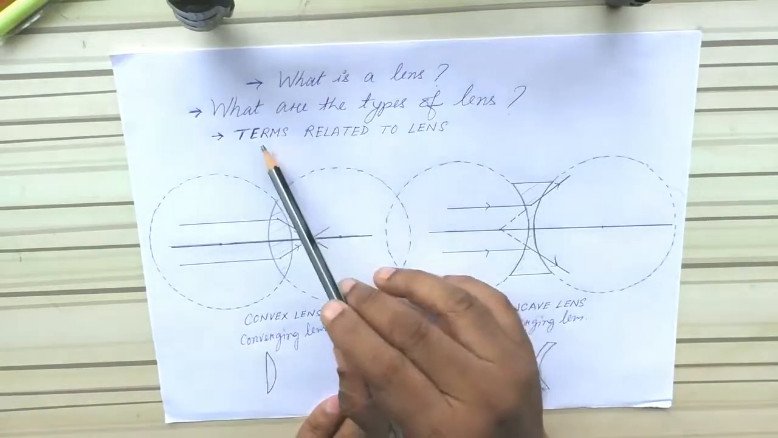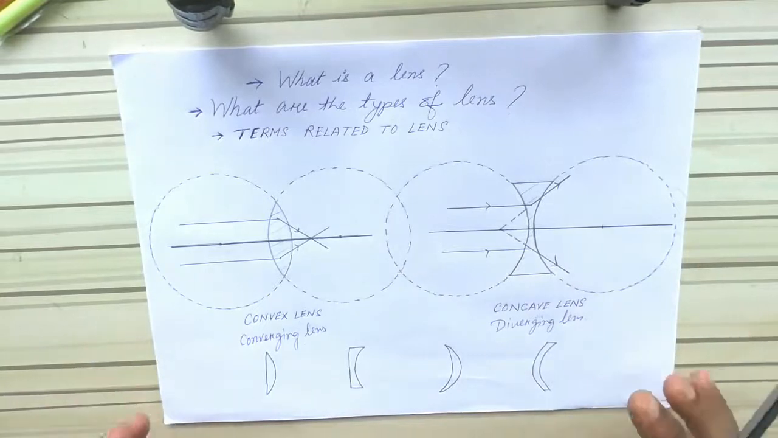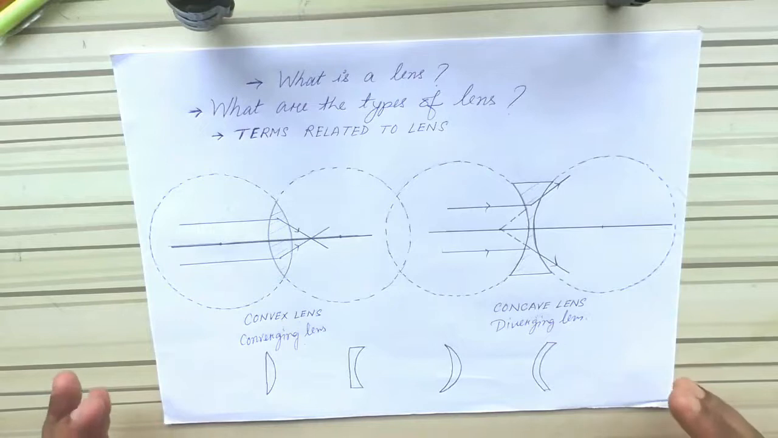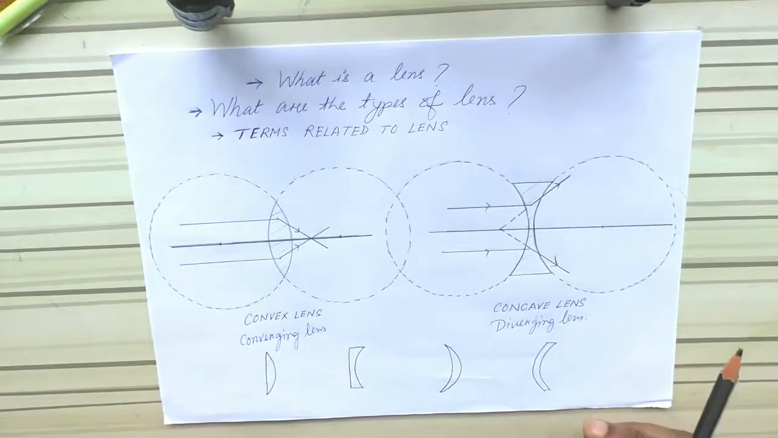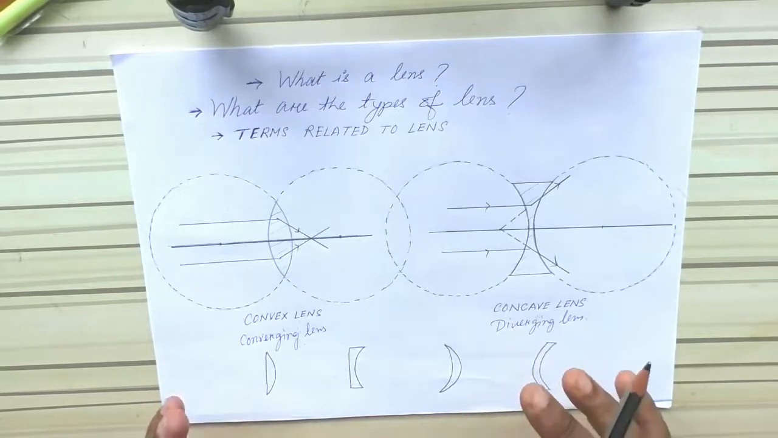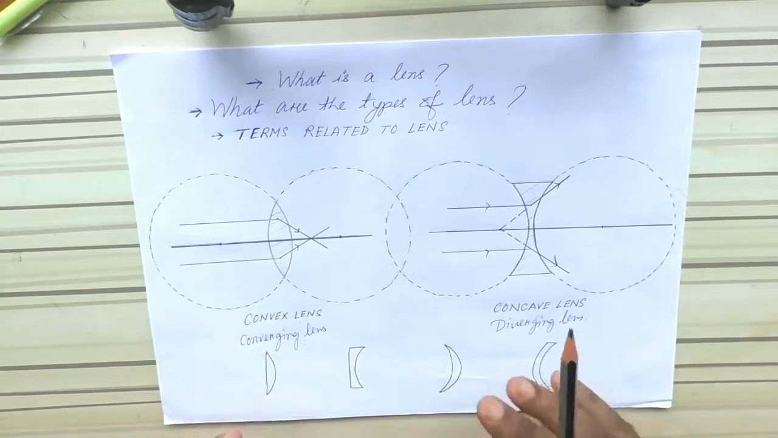And the third topic is terms related to lens. Some important terms which you should know before starting the ray diagrams to show the formation of images. The important terms are: first, center of curvature; second, radius of curvature; third, principal focus; fourth, focal length; and fifth, optical center. I will discuss only these 5 terms because they are very essential. You should know these terms to draw the ray diagrams. I am focusing mainly on ray diagrams, then other important terms will be discussed in detail in other videos.